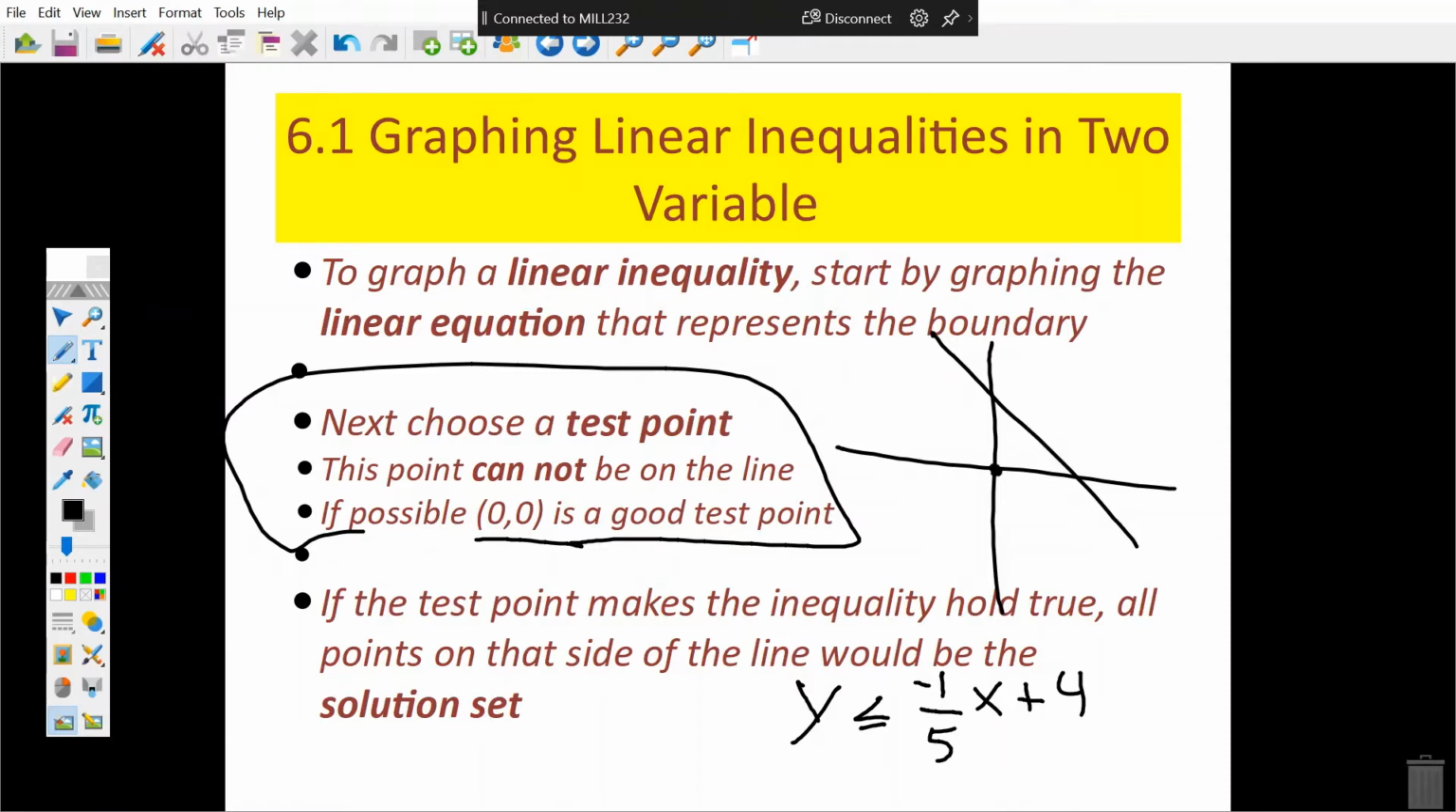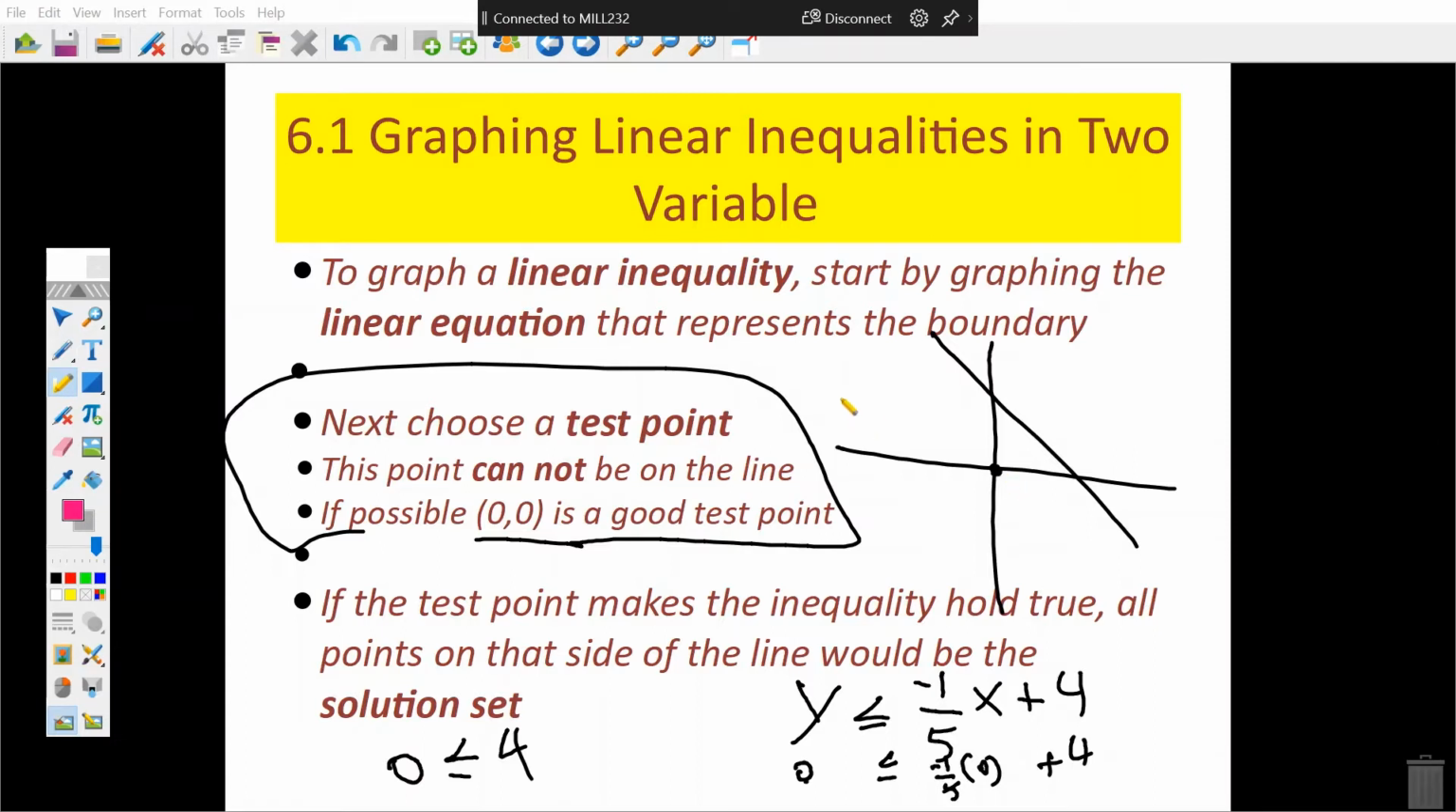So let's find out if 0 and 0 is in the solution set. I put a 0 in for y, and I put a 0 in for x. Well, negative 1 over 5 times 0 is 0. So what we're left with is 0 is less than or equal to 4. Is that true? Is 0 less than or equal to 4? Yes, it is. So if that's the case, that means that 0 and 0 is in the solution set.